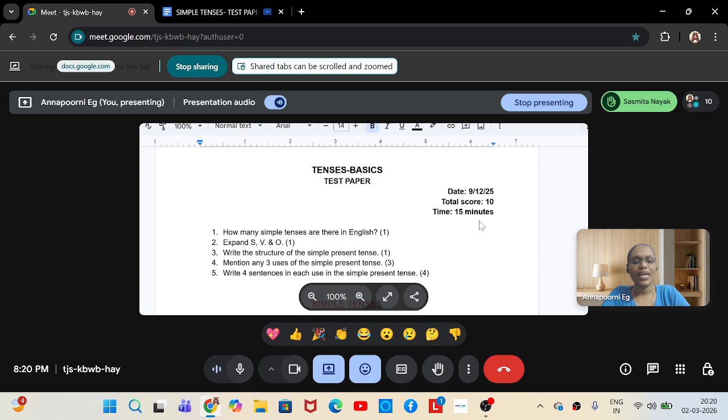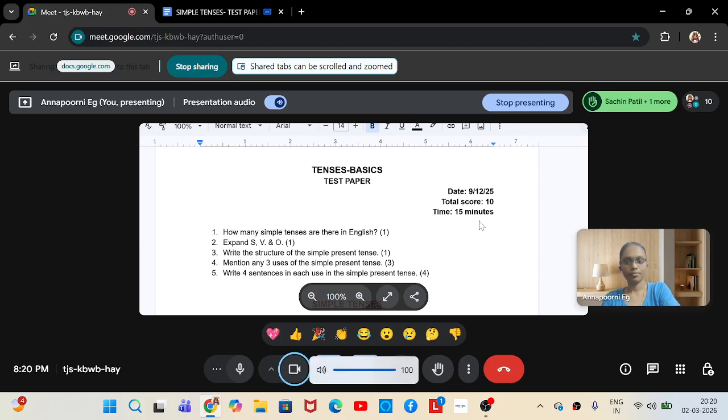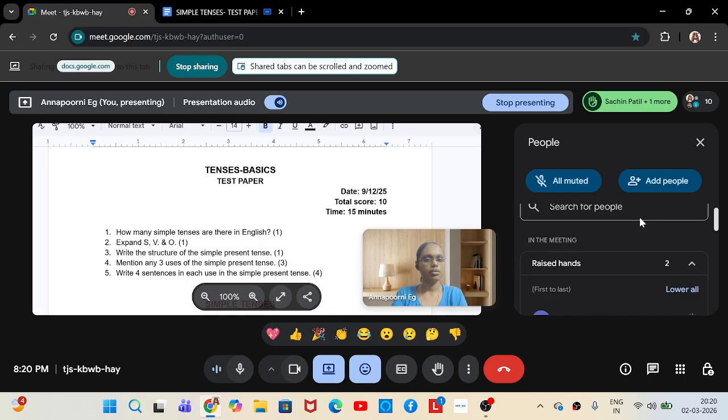Okay, guys. So in the last class, we discussed all the four tenses under present tense. What are the names of those four tenses? Can someone recollect it? Yes, Palak has raised her hand. Yes, Palak. Simple present tense, present continuous tense, present perfect tense, and present perfect continuous tense. Very good, very good.